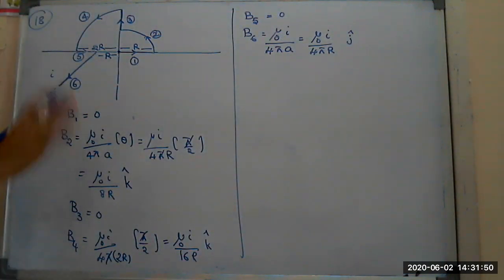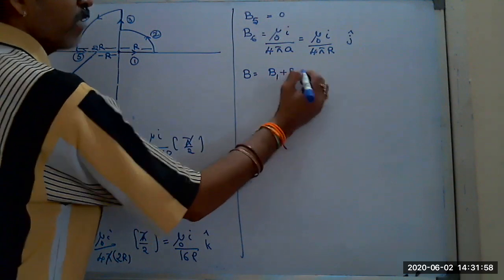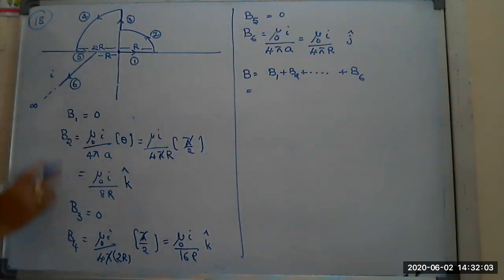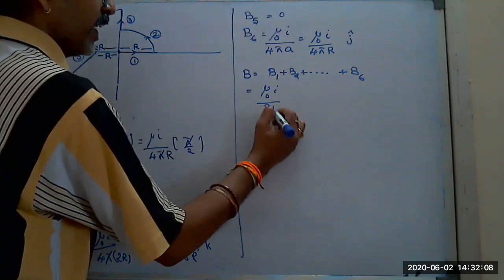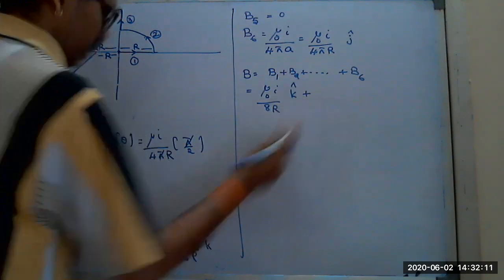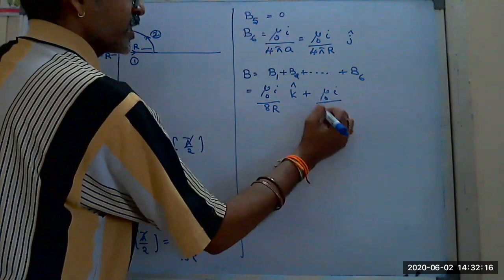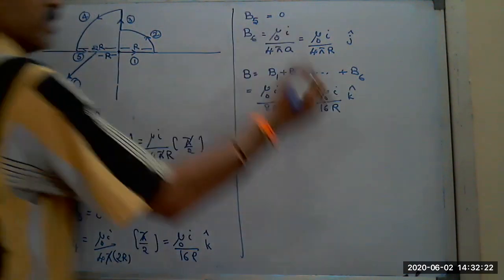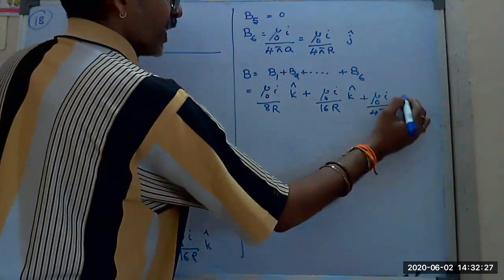So all together, what is the magnetic field? I am adding up B1 plus B2 plus so on, up to B6. B1 is 0, B2 is mu naught I by 8R, k cap, plus B3 is 0, B4 is mu naught I by 16R, k cap, and then B5 is 0, B6 is mu naught I by 4 pi r into j cap.